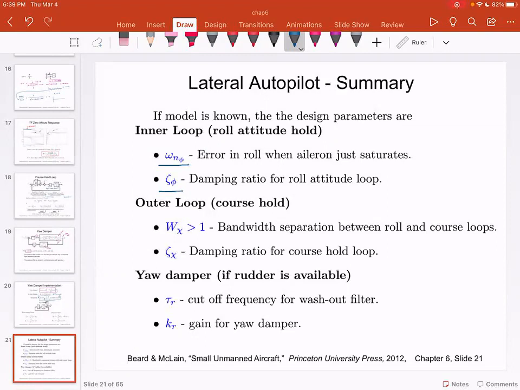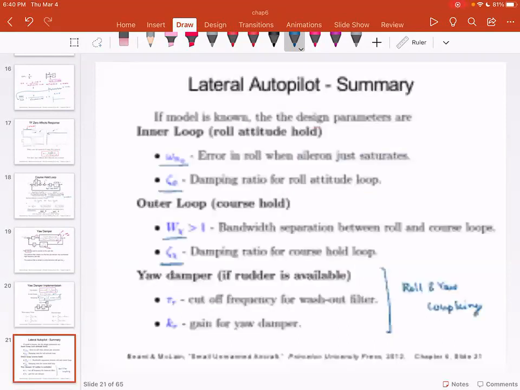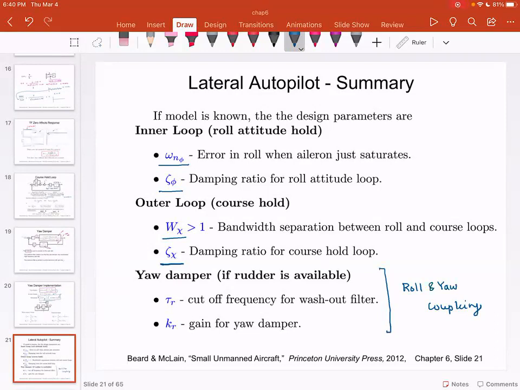Then the outer loop for lateral autopilot is the course hold. For course hold, you want to choose the bandwidth, W chi, that separates the roll and the course loop. And then you add damping for the course hold that ensures that the outer loop is closed. In certain cases, if you want to minimize the roll and yaw coupling, and rudder is available, then you implement some sort of cutoff frequency for the filter. This filter is implemented here. And you will have a gain for your damper that would add stability and minimize the roll and yaw coupling.